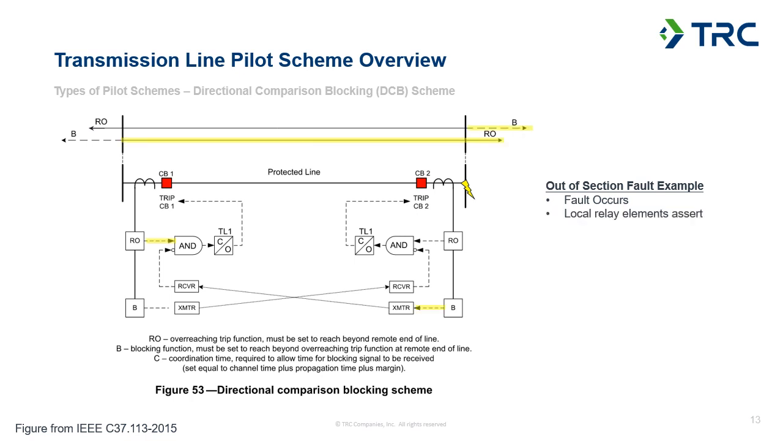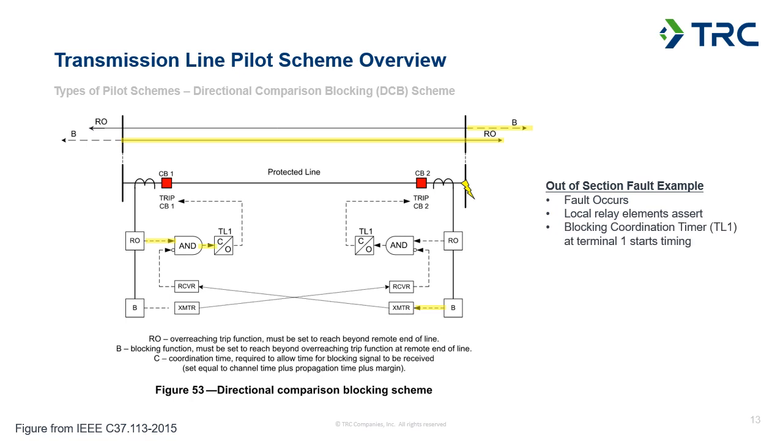we can see that the terminal 1 overreaching element sees the fault. It's within the reach of that overreaching element. And the terminal 2 relay sees the fault in the reverse direction because it's behind the relay, with the demarcation of forward and reverse happening at the CT location. So it's seeing this as a reverse fault. And the appropriate elements will assert on each terminal.